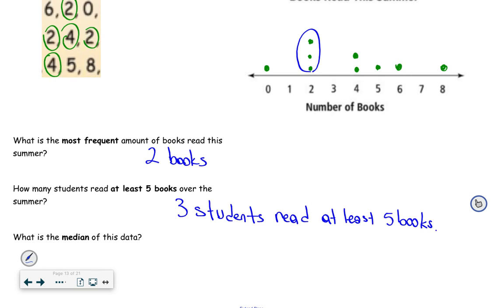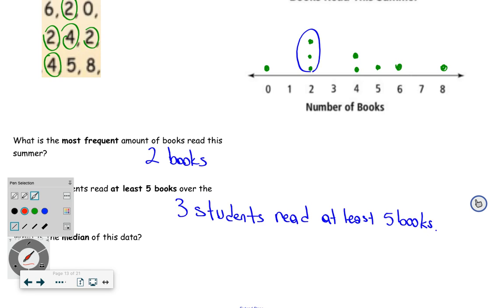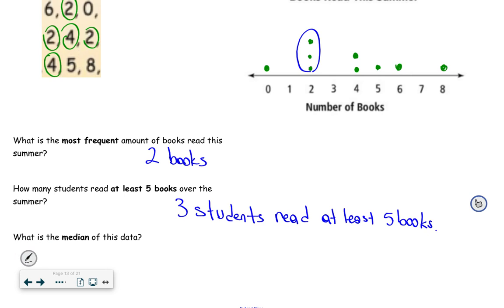What is the median of this data? As you see here, ladies and gentlemen, let's try to figure out the median. Median is the number in the middle. To be able to find that, we are going to order from the least to greatest. 1 student read 0 books. 3 students read 2 books. 2 students read 4 books. 1 student read 5 books. 1 student read 6 books. 1 student read 8 books.